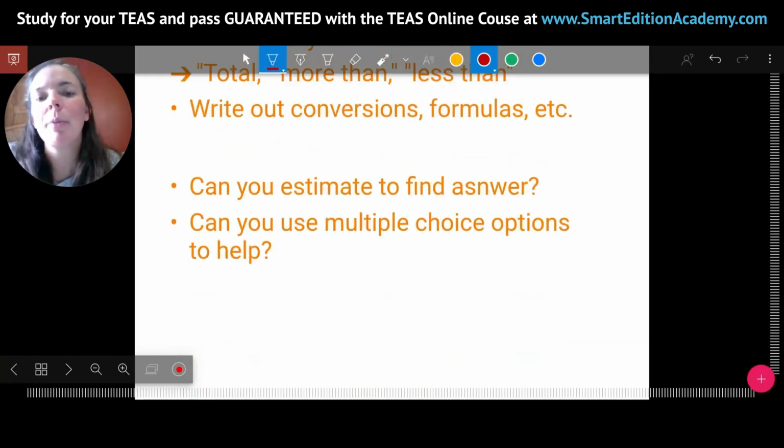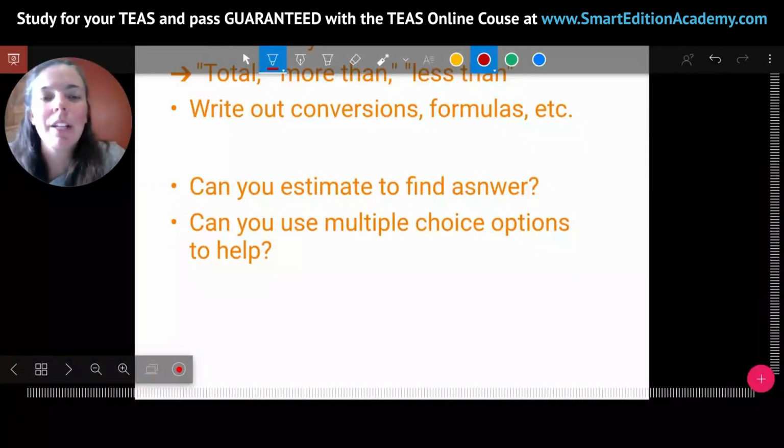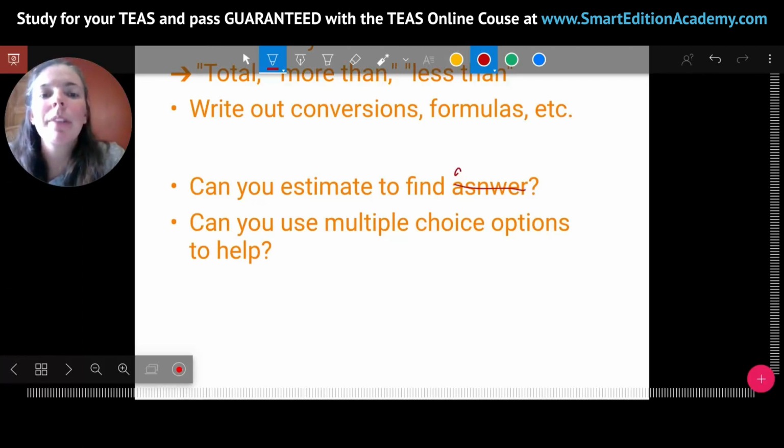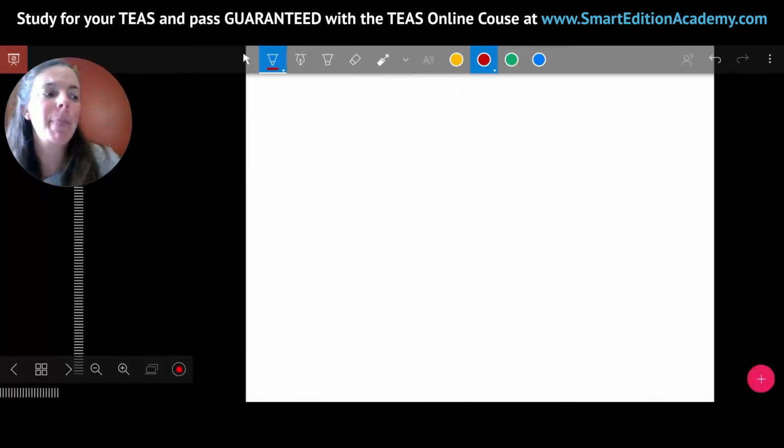And then just a couple tips for especially multiple choice questions. Can you estimate to find the answer? Can we use friendlier numbers to help us choose the multiple choice option that is closest? Estimation can be really helpful. And then also, if you get stuck, can you use the multiple choice options just to help you get moving and help you get started? Okay, so let's look at an example.